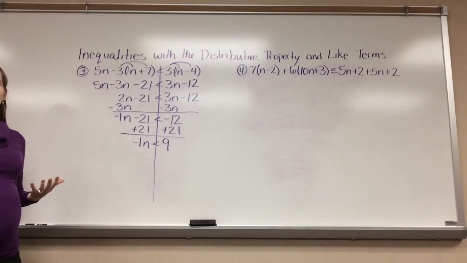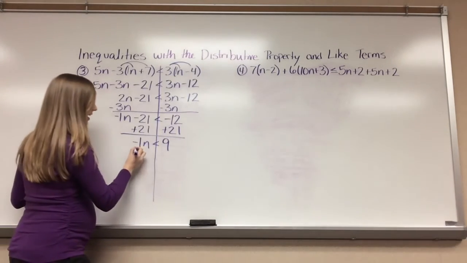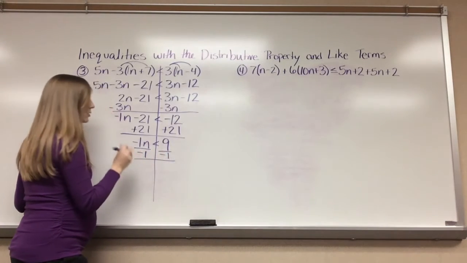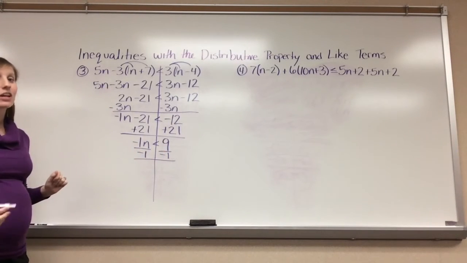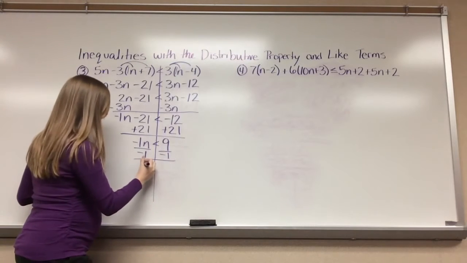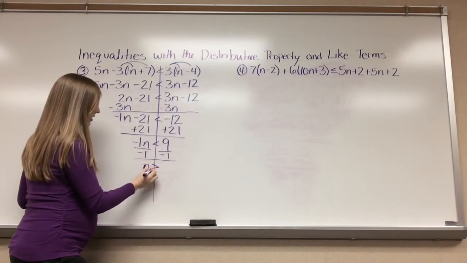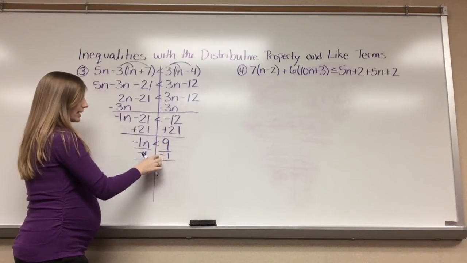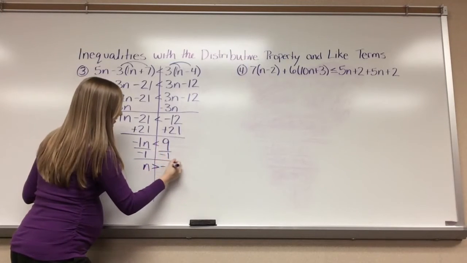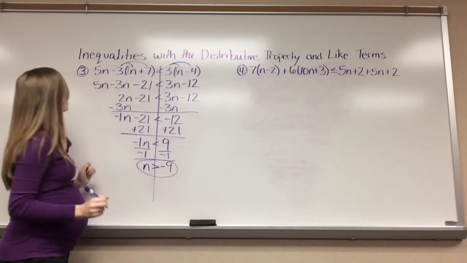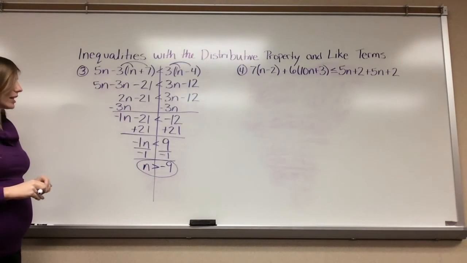And then our last step is to divide. So I'm going to divide both sides by that negative 1. Now remember, anytime you divide both sides by a negative, you must flip the inequality sign. So my solution is n is greater than 9 divided by negative 1, which is negative 9. This is my solution for number 3. n is greater than negative 9.